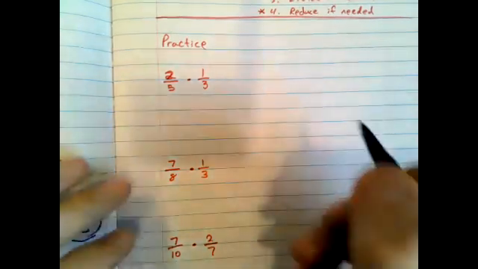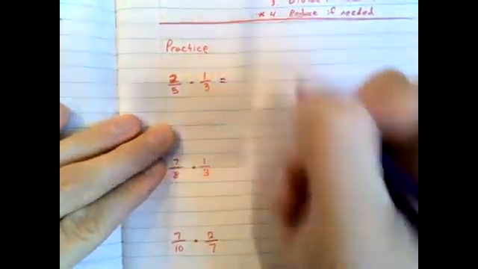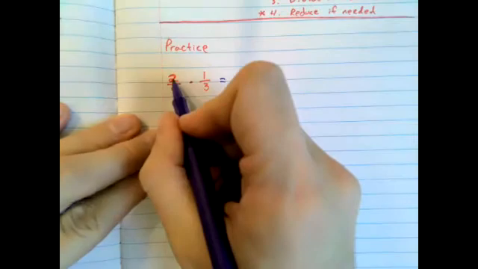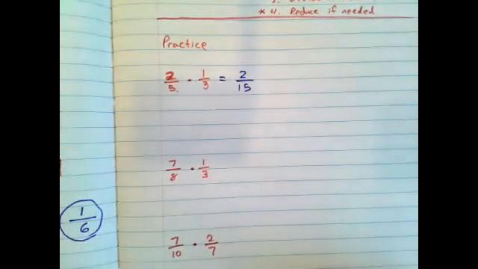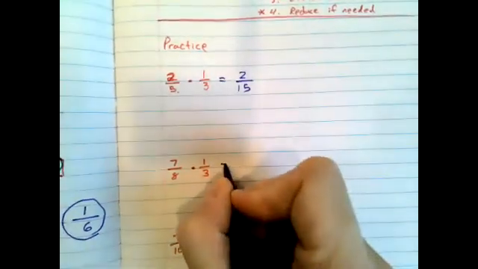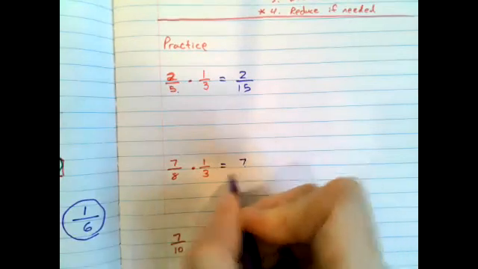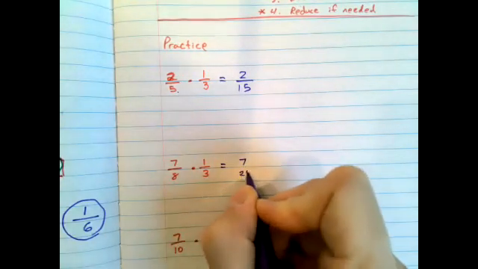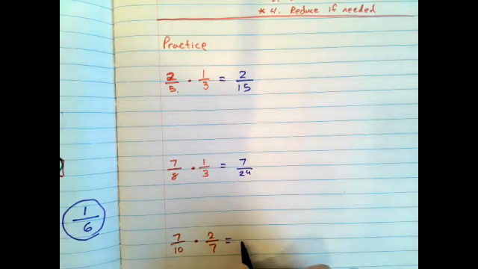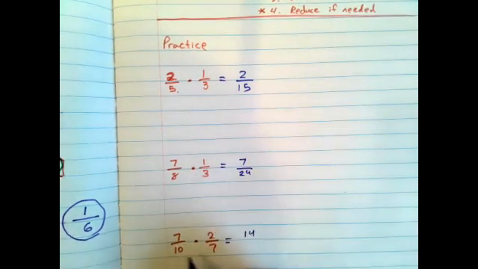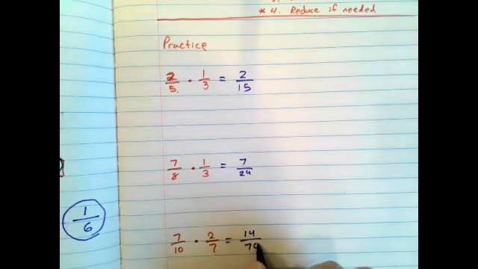All right, welcome back. I hope you were successful. I'm just going to use our tried and true method, numerator times numerator, denominator times denominator. I cannot get any smaller than 2/15. So I do not need to reduce. 7 times 1, 8 times 3. I cannot get any smaller. 7 times 2, 10 times 7.